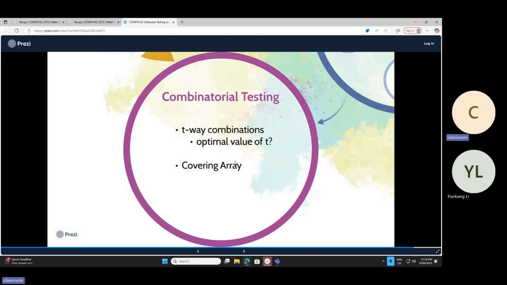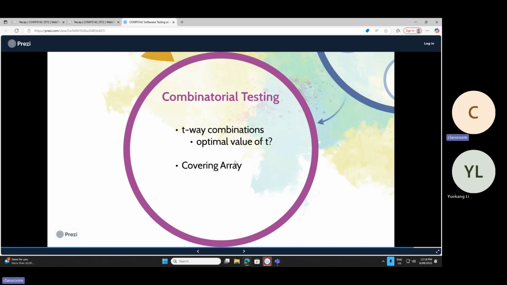And do you still remember the optimal value of t for most of the systems? Roughly what is this number here? Do we need to do four-way combinations? Do we need to do three-way combinations? Or two-way combinations?